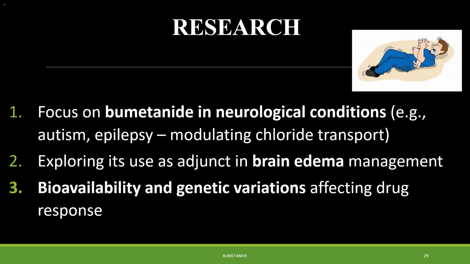3. Bioavailability. Bumetanide binds to serum albumin and other proteins in the blood, reducing systemic bioavailability. It's partially metabolized by the liver and excreted in urine as both drug and metabolite. Genetic variations affecting drug response. Research suggests bumetanide's effects may vary due to its action on NKCC1, a transporter involved in chloride balance in neurons. Genetic variations affecting NKCC1 or related pathways could influence bumetanide's efficacy in neurological conditions.